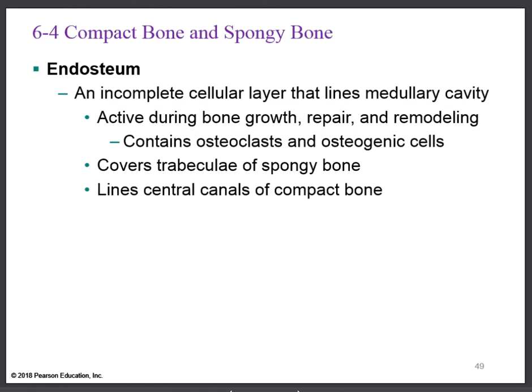Finally, the endosteum. So endo means within, right? So this is going to be the lining within the bone. This is an incomplete cellular layer. I'll show you what I mean by that. We find it lining the medullary cavity. It's also found in the central canals and the perforating canals also. If you want to just add that in there. I probably should have put it there. I don't know why I didn't, but it lines the medullary cavity. If you just want to add, guys, also the central canal and perforating canal. It lines all those canals. I'll show you on a picture.